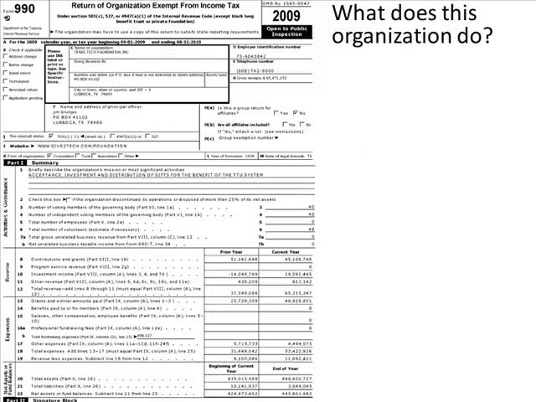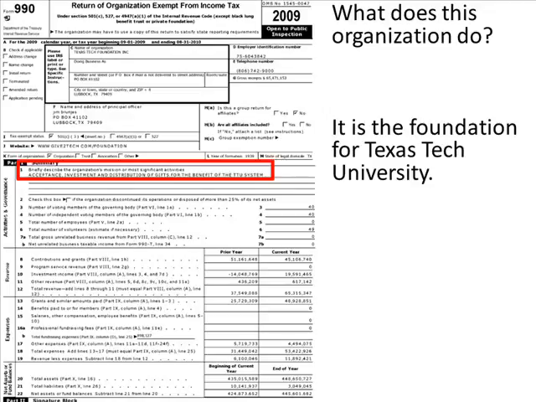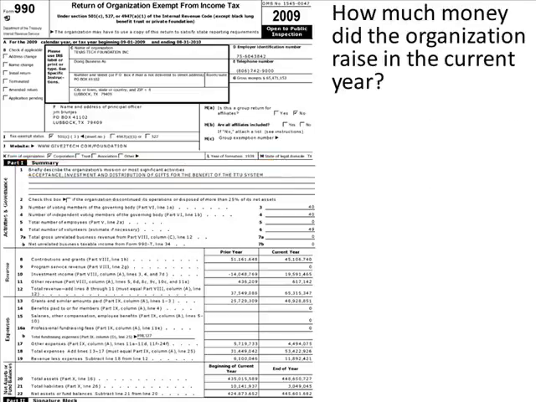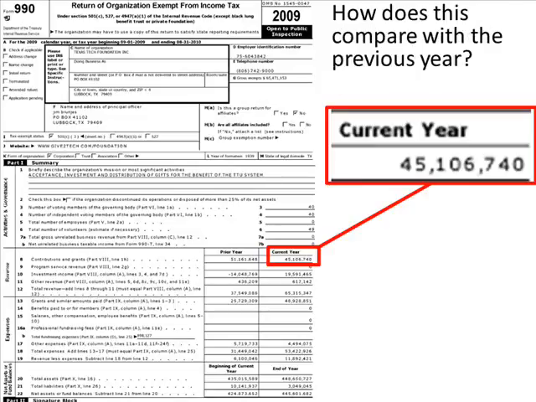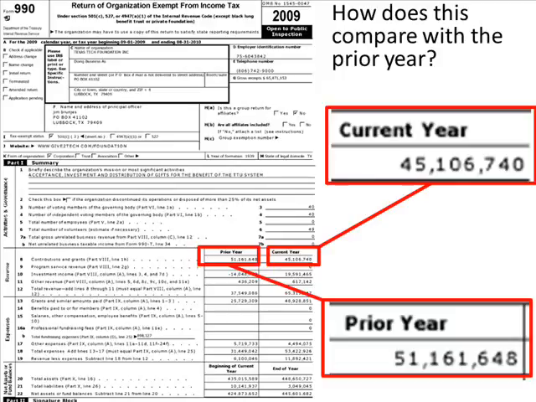What does this organization do? The description is right there on the front page, and it basically lets us know this is the foundation for Texas Tech University. Suppose we want to know how much money the organization raised in a particular year. Well, this year, for this form, they raised just over $45 million. How does that compare with the previous year? In the previous year, they'd raised $51 million.